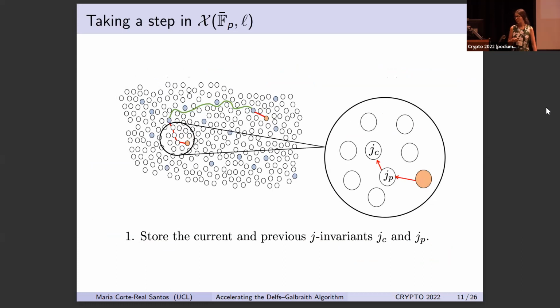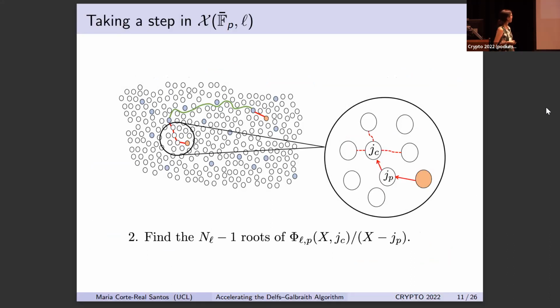Okay, so maybe a bit more clearly, what you do is you store your current J invariant and your previous J invariant. You find the roots of your modular polynomial evaluated at your current J invariant, and then you divide by x minus your previous J invariant. And this ensures that you don't go back to where you came from, so you don't backtrack in your graph.